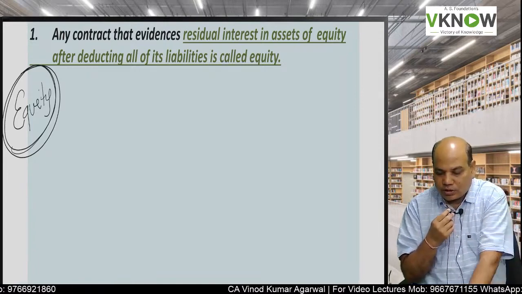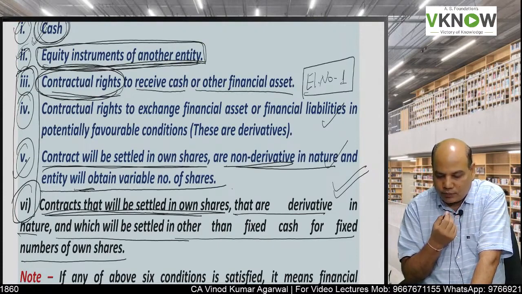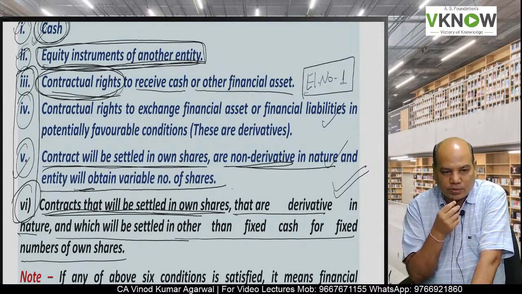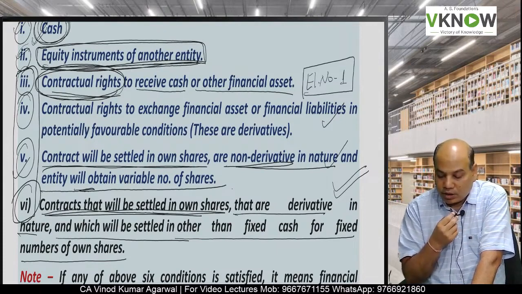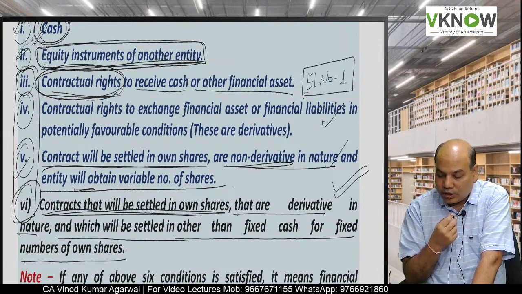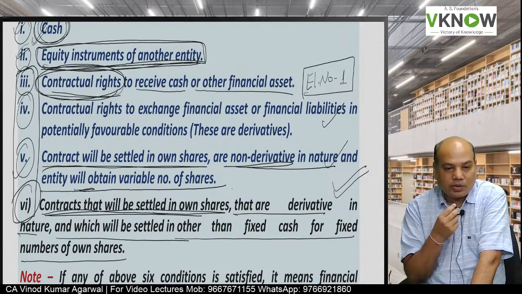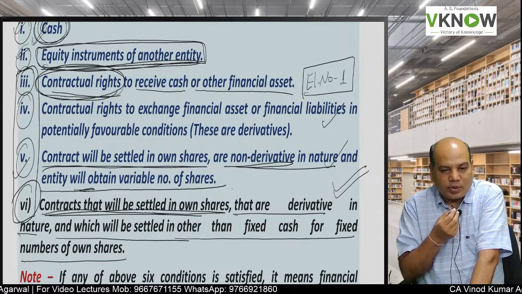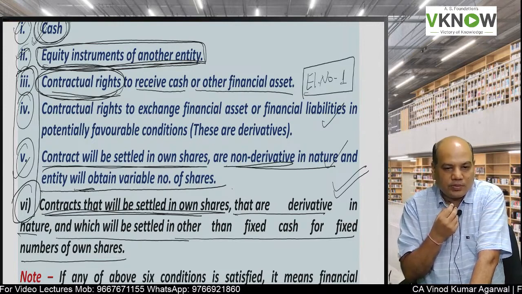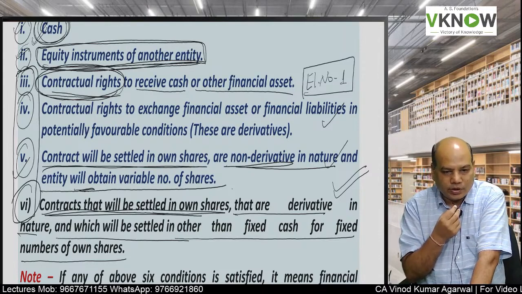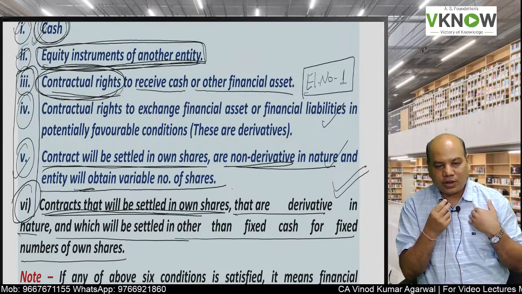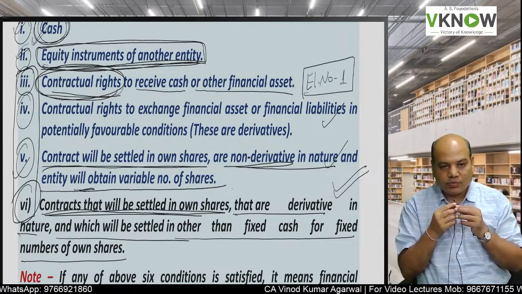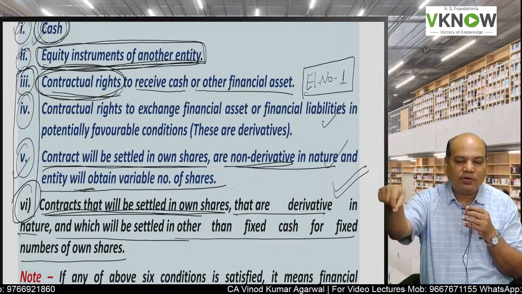Okay. One student is asking for an example of point number 4 and 5. Point number 4 example is, suppose you are holding a future contract and you have a long position, you have bought a future and the price has gone up, then it is favorable for you. And a contract which can be settled in own shares that is non-derivative in nature, where a variable number of shares will be obtained. For example, some loan is given to another party and it will be settled by giving back to you your own shares, but the number of shares issued will be based on the market value of the share. So if I have given you a loan of 10,000 and you are going to return my shares, but the number will be based on market price, I am going to get a variable number of shares. So that is a non-derivative contract settled in a variable number of own shares.